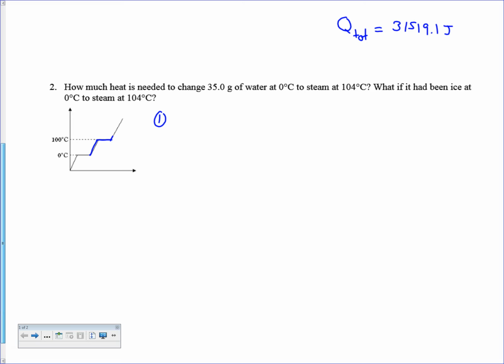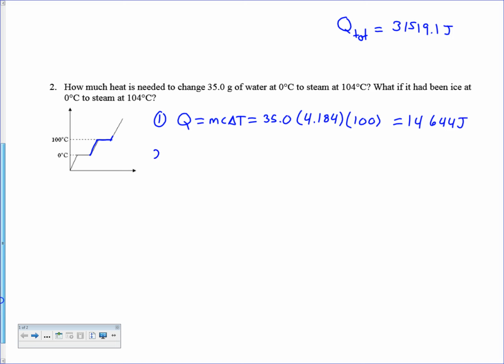Step number 1, we have Q equals MC delta T. This is for liquid water. As I said, what we're doing here is we are going to be changing the temperature. So the mass, 35.0. C for liquid water, 4.184. Delta T is 100 degrees because we're going from 0 all the way up to 100. Multiply those all together, we get 14,644 joules.